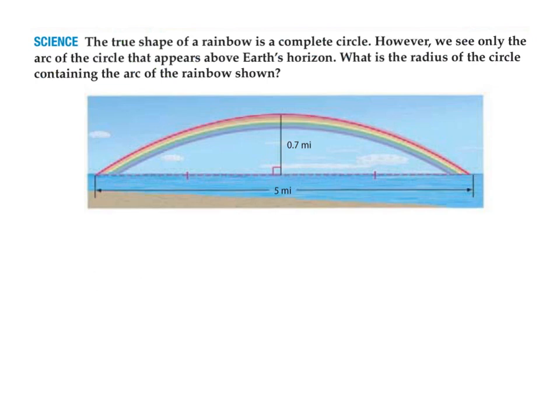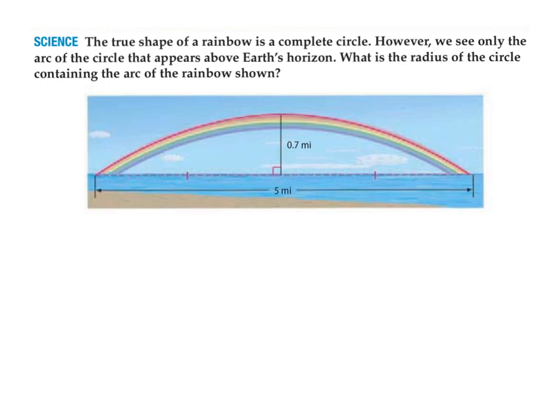All right, we have one last problem here, and we might have to take a few steps in order to do this problem, but it's a fun one. This problem here is about a rainbow. The true shape of a rainbow is a complete circle. However, we only see the arc of the circle that appears above Earth's horizon. What's the radius of the circle that has this arc of the rainbow shown?